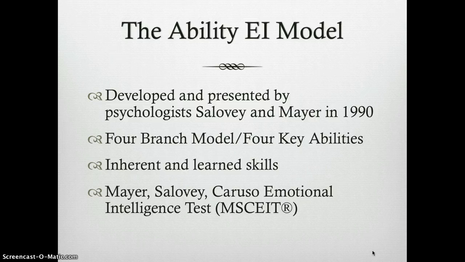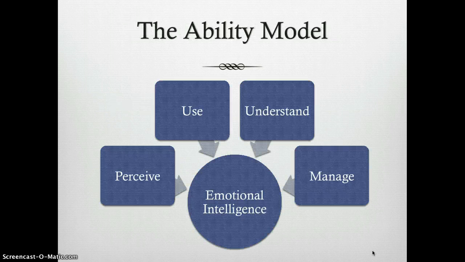It includes 4 key abilities as identified by these doctors. It includes inherent and learned skills that make up emotional intelligence. Additionally, these 2 psychologists, along with another Dr. Caruso, have come up with the Mayer-Salovey-Caruso Emotional Intelligence Test, which is a primary assessment that is used today for professional and educational purposes. The ability model and its 4 branches are to perceive emotions, use emotions, understand emotions, and manage emotions. And those are the 4 abilities that lead to emotional intelligence.